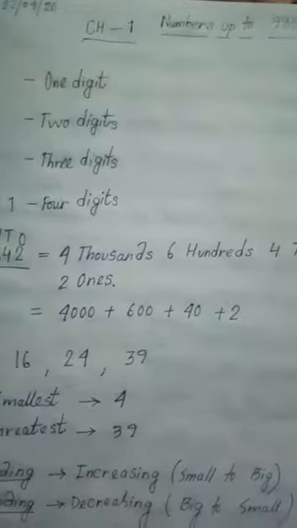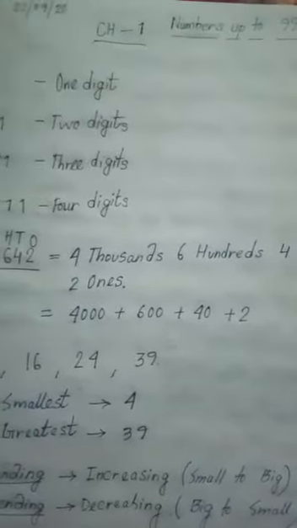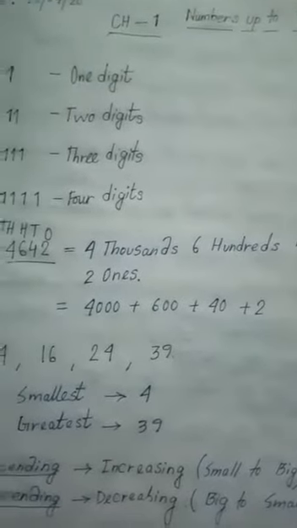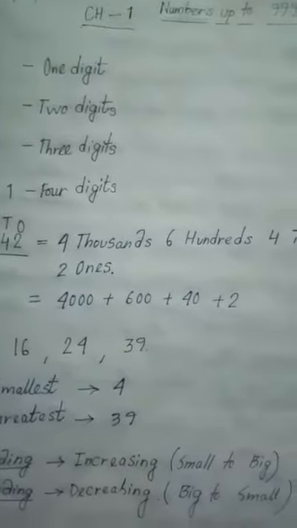So now I start chapter number 1, numbers up to 4 digits: ones, tens, 100 and 1000. This place value we can discuss in this chapter.